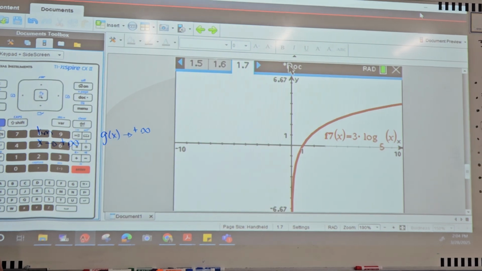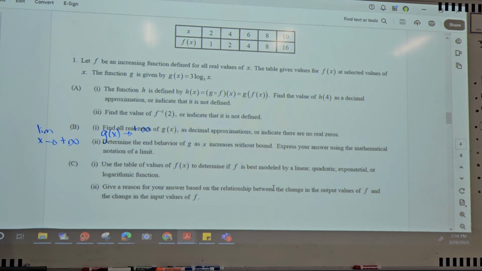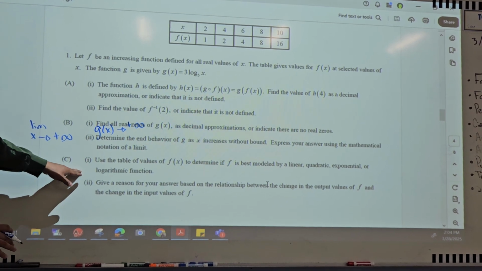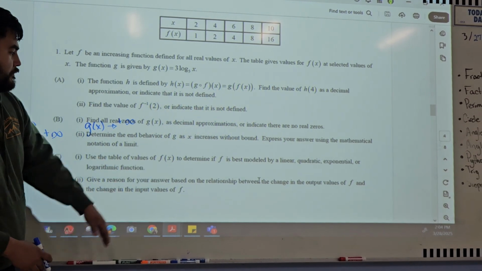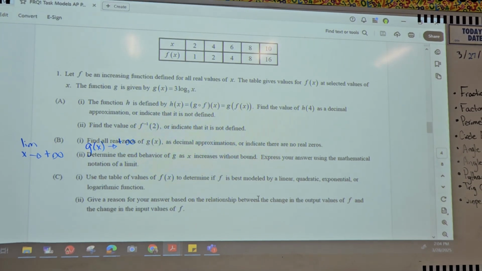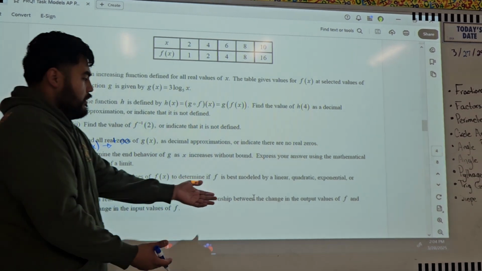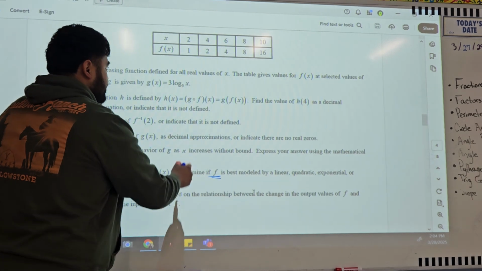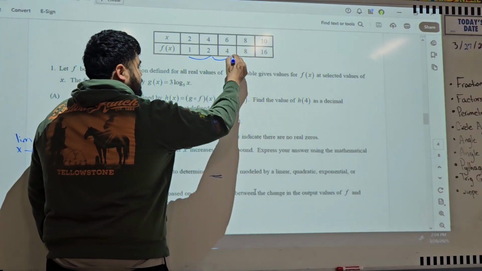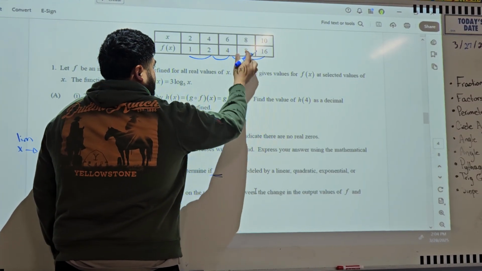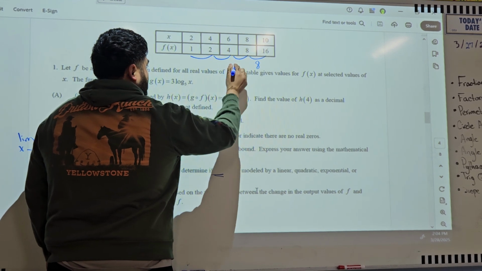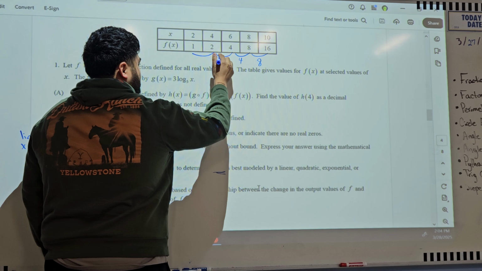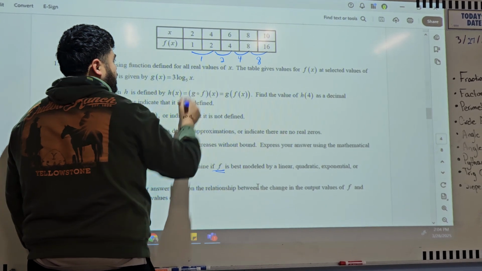Besides that, what else do they give me? Yeah, the same thing. Look at part C. In part C, this whole thing changed. Before we were looking for an inverse, but now we're looking for the model. It's linear, quadratic, or exponential, and we're focused on f. So this is where you have to find the differences. What's the difference between these? 16 minus 8 is 8, 8 minus 4 is 4, 4 minus 2 is 2, and this one's a 1.